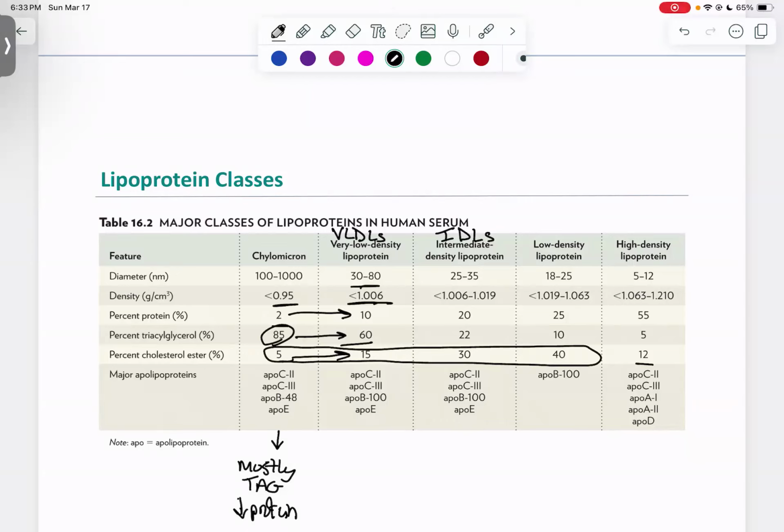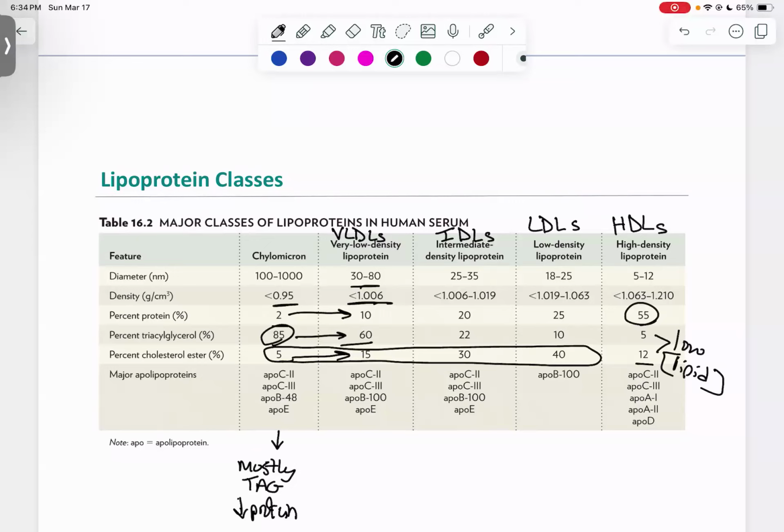Then the next one is low density lipoproteins. So these are LDLs, right? And then you have HDLs, high density lipoprotein. So remember LDLs, HDLs, right? If you look at HDLs, wow, look at the percent of protein there. 55%. That's a lot. But you have very, very low lipid concentrations. It's the highest density, it's the lowest amount of lipid.